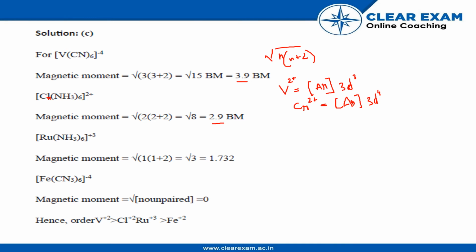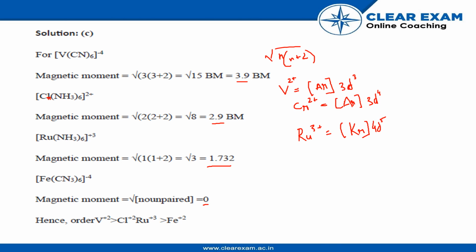Now for ruthenium 3 positive, we have krypton 4d5, which means it has one unpaired electron, so it would be 1 into 1 plus 2, root 3, which is 1.732 BM. Now for iron, Fe2 positive, it does not have any unpaired electron, so it would be under root of 0, that would be 0.